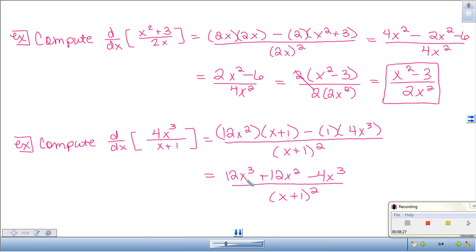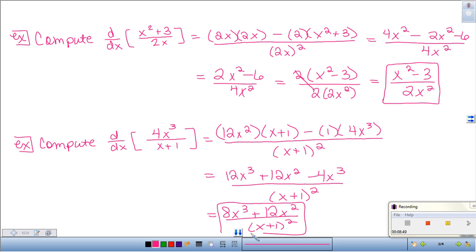Combine like terms, 12x cubed minus 4x cubed would be 8x cubed plus 12x squared all over x plus 1 squared. I can't really simplify beyond that, so that's my final answer.